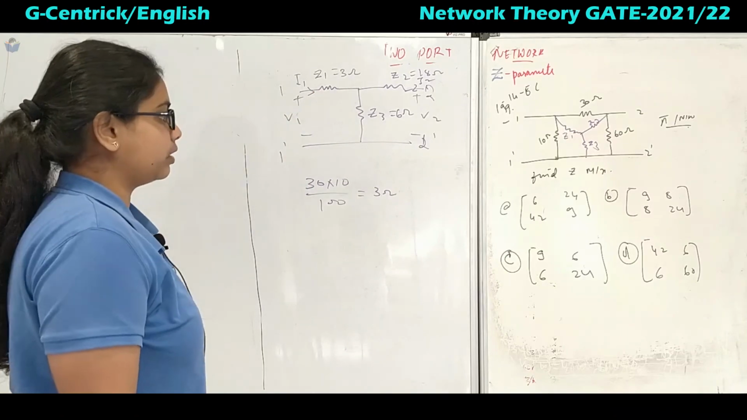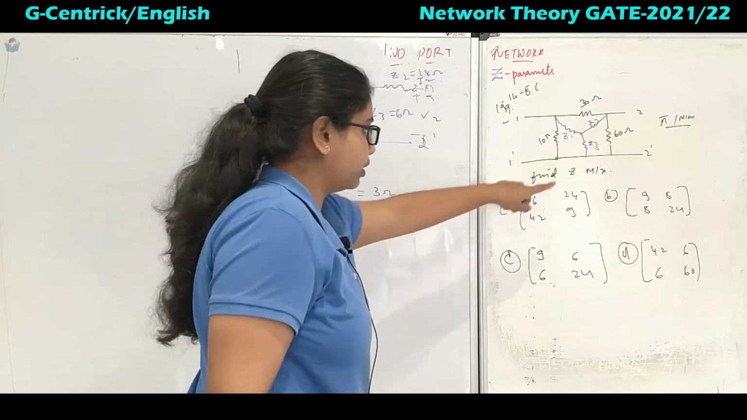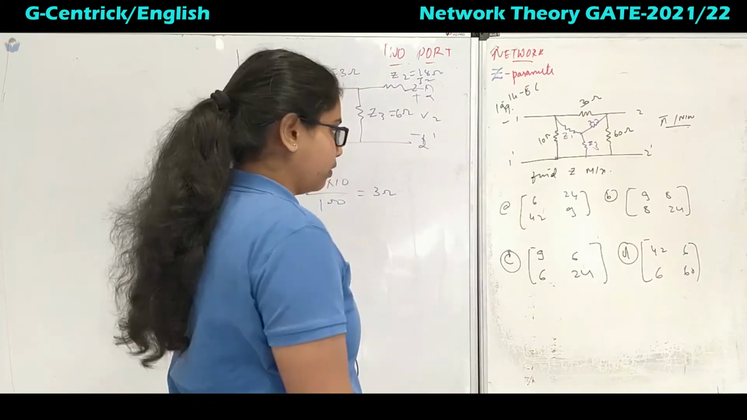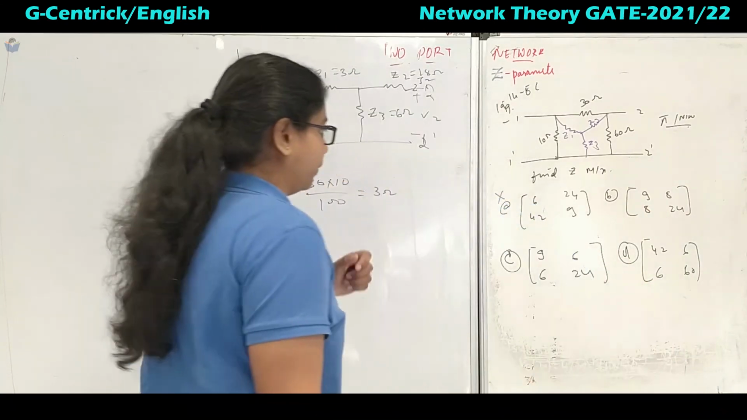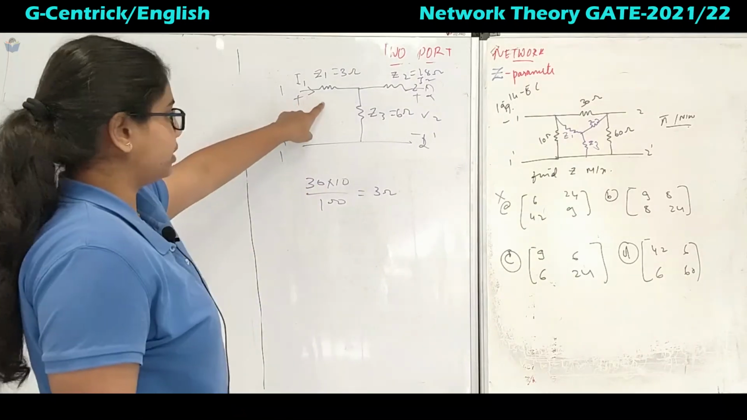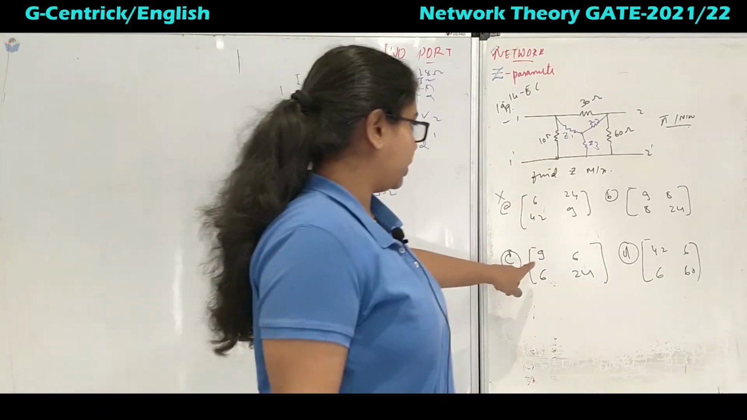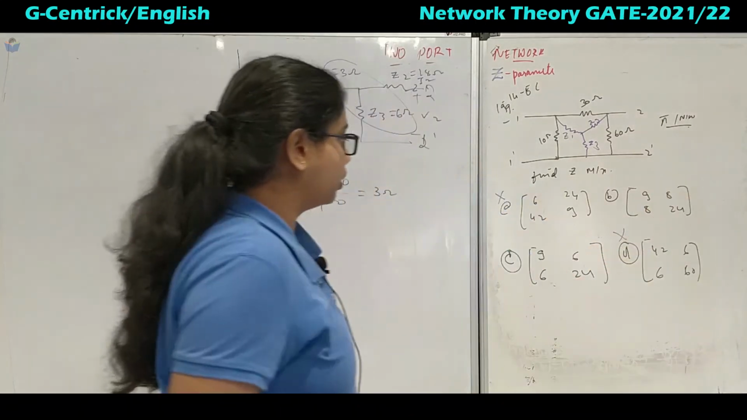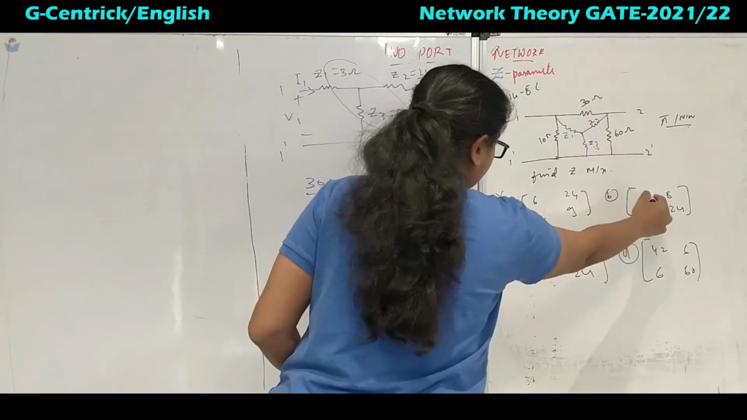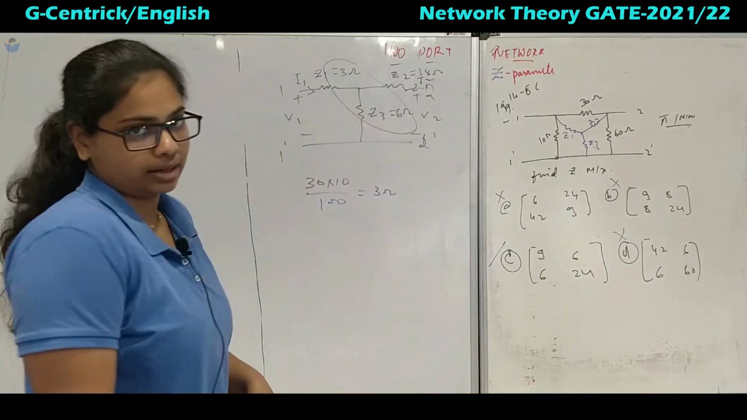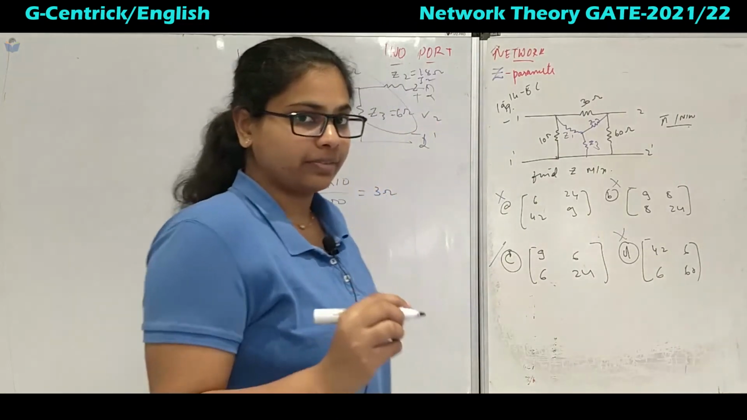Now you have the T network. Come to the options directly. We know that in a T network Z12 and Z21 will be equal. Here they are not equal, so we cancel that option. The rest are equal, so we calculate Z11 by adding 6 and 3, which is 9. So this option is also wrong. Coming to Z12, here it is 6 ohms, but this option has 8, so this is also wrong, and this is the right answer for this question.